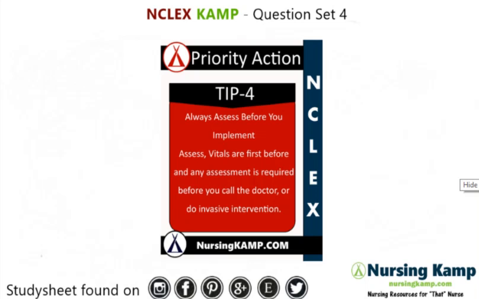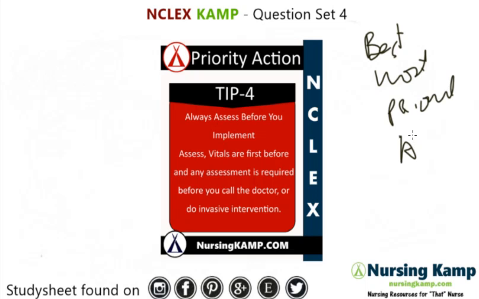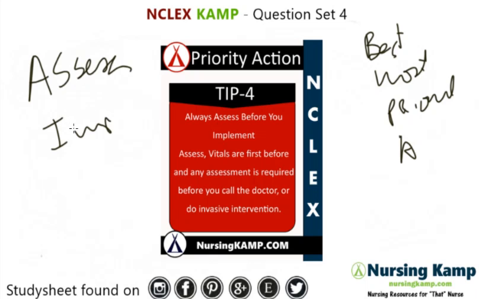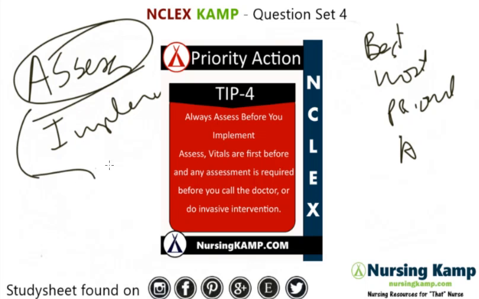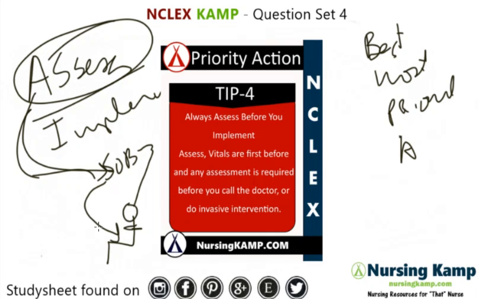First tip is priority action questions. Best, most, first, priority, action. Seeing those words, best, most, first, priority, action, we always assess before we implement. Always. The reason is that if I walk into the room and the patient has shortness of breath, I would put them in the high Fowler's position, because I assessed they were short of breath, and then I'll implement.